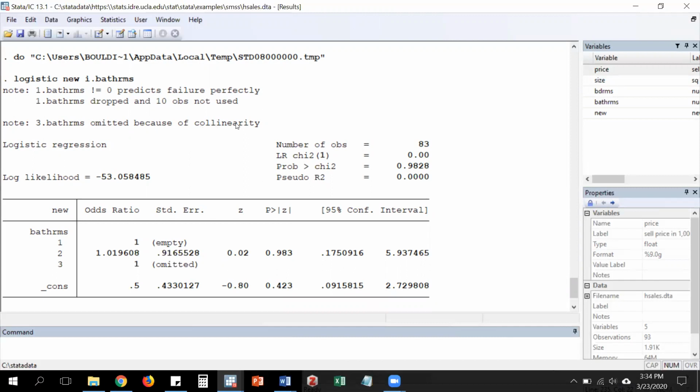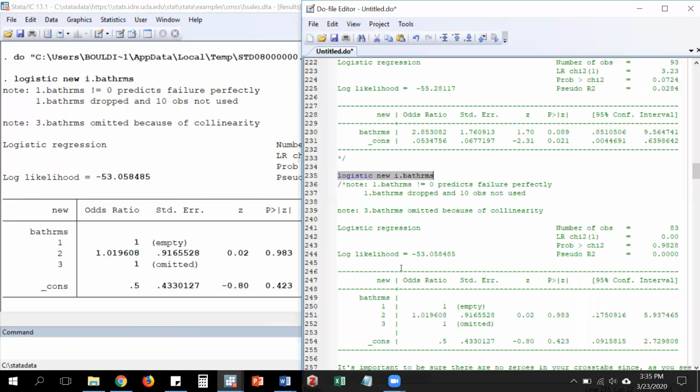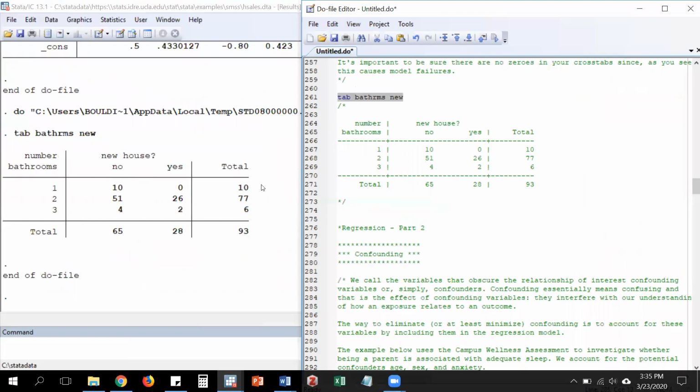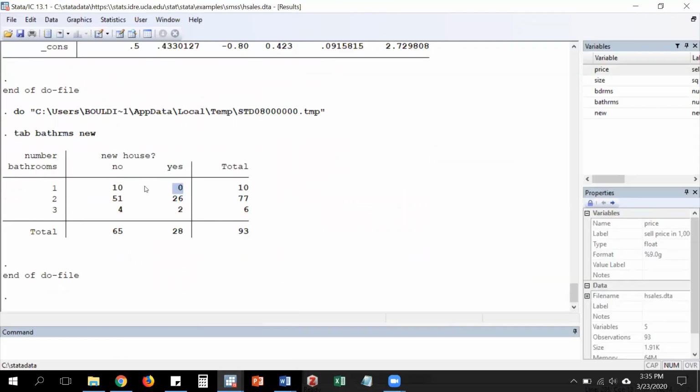So it's kind of the same problem: none of the new homes had 0 bathrooms and all of the houses with 3 bathrooms were new. So both of those are problems. If you think about it as a 2x2 table, which I think I have here. Yes, so if we cross tab bathrooms and new, you can see that we have a 0 here. So in homes, there were 10 homes with 1 bathroom, but all 10 of them were old.